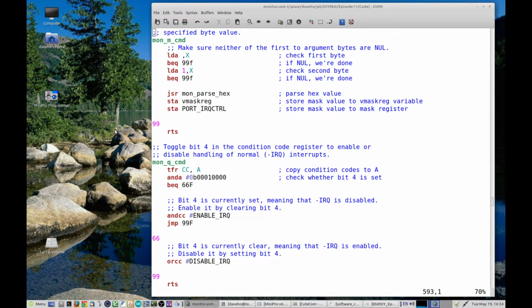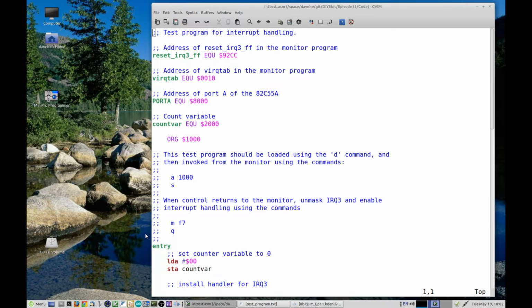2 new commands are added to the monitor. The M command allows the mask register value to be set. This allows us to selectively enable and disable specific external interrupts. The Q command toggles bit 4 of the condition code register to allow IRQ interrupts to be enabled and disabled at the processor level. When the 6809 CPU resets, bit 4 of the condition code register is set to 1, which means that the CPU's IRQ input is ignored. By setting this bit to 0, the CPU will dispatch to the software IRQ handler routine when the IRQ input is asserted. By setting this bit back to 1, the IRQ input will again be ignored.